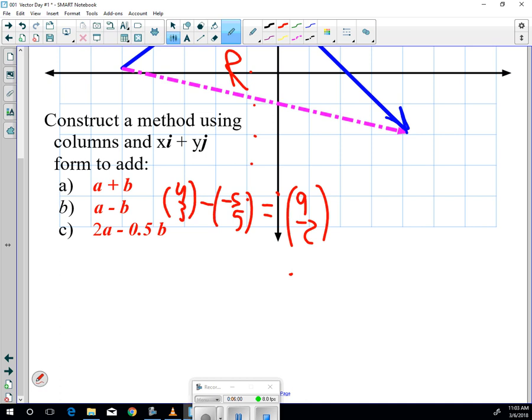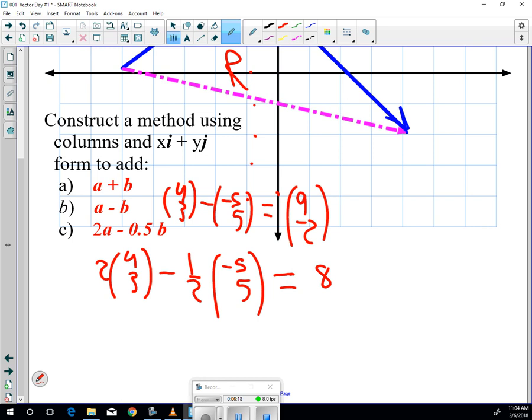All you'd have to do for 2a is 2 times 4, 3, minus 1/2 times negative 5, 5. So that's going to be equal to 8 plus 5/2, and this will be 6 plus 5/2. This is going to be a minus, right, because there's 1.